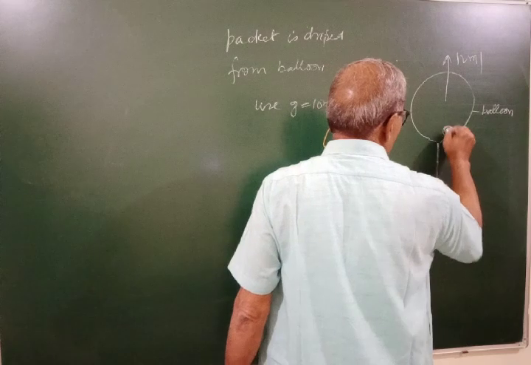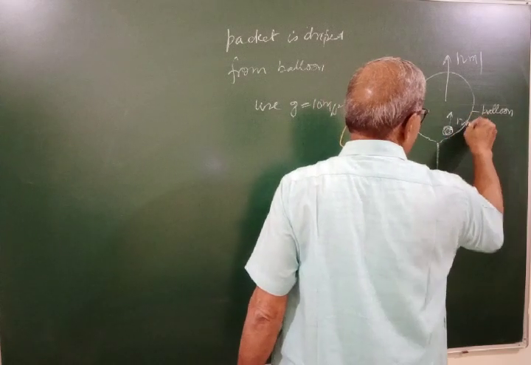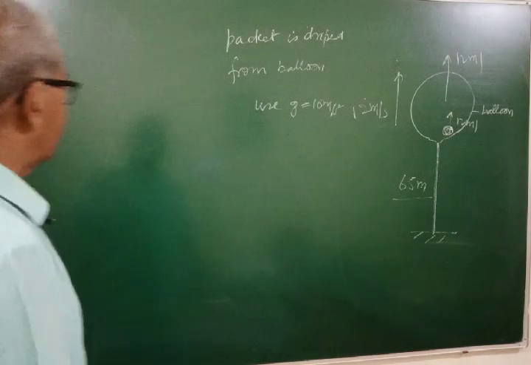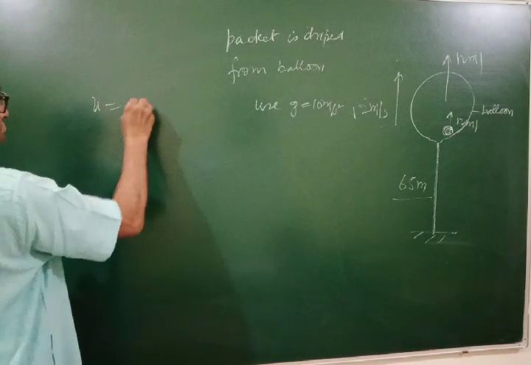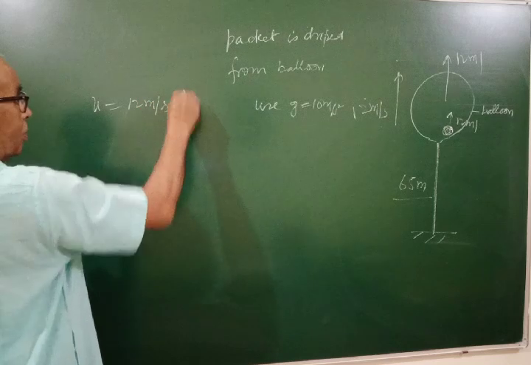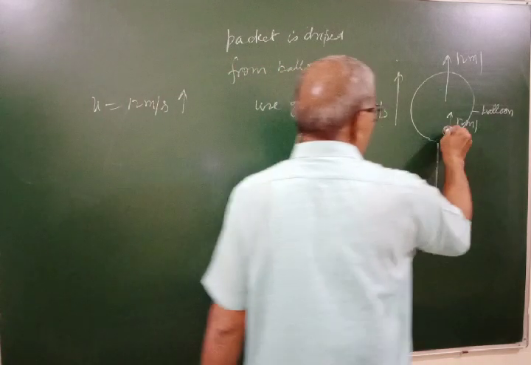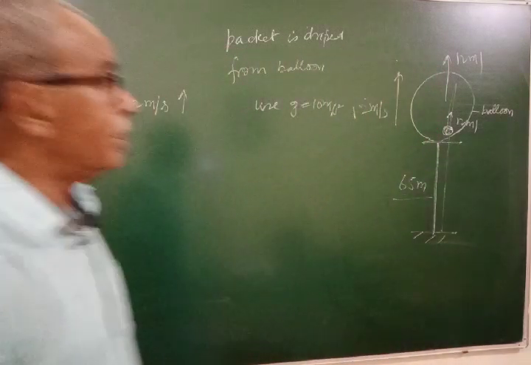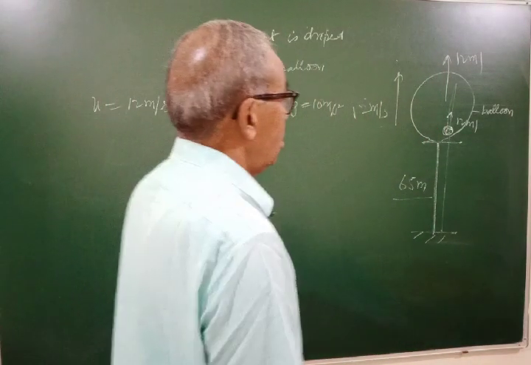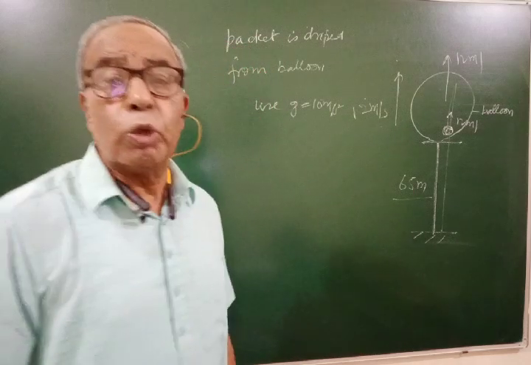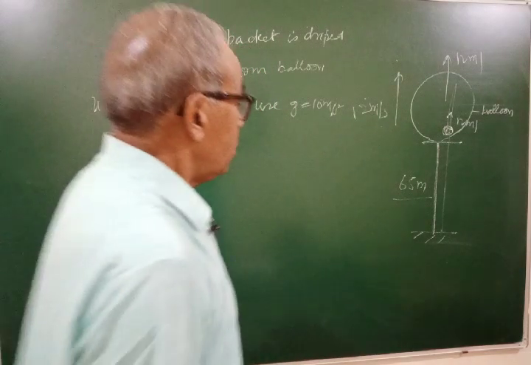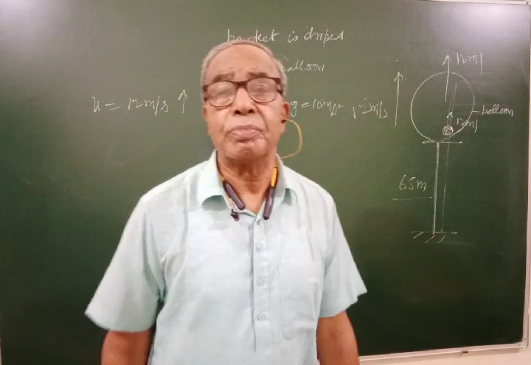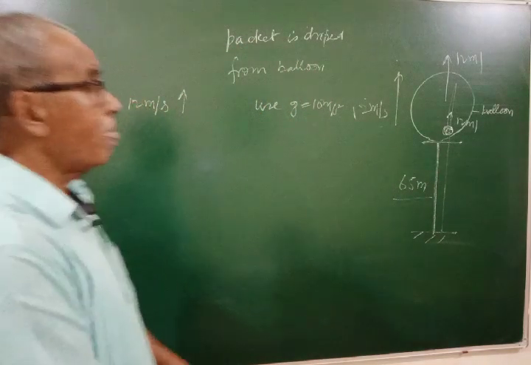When the packet was in the balloon, it was also rising with 12 meters per second. So the initial velocity of the packet was 12 meters per second upward. Finally it goes up and comes down. So the displacement in the position of the packet during the total time of flight is equal to the height of the balloon from the ground. I am repeating here.